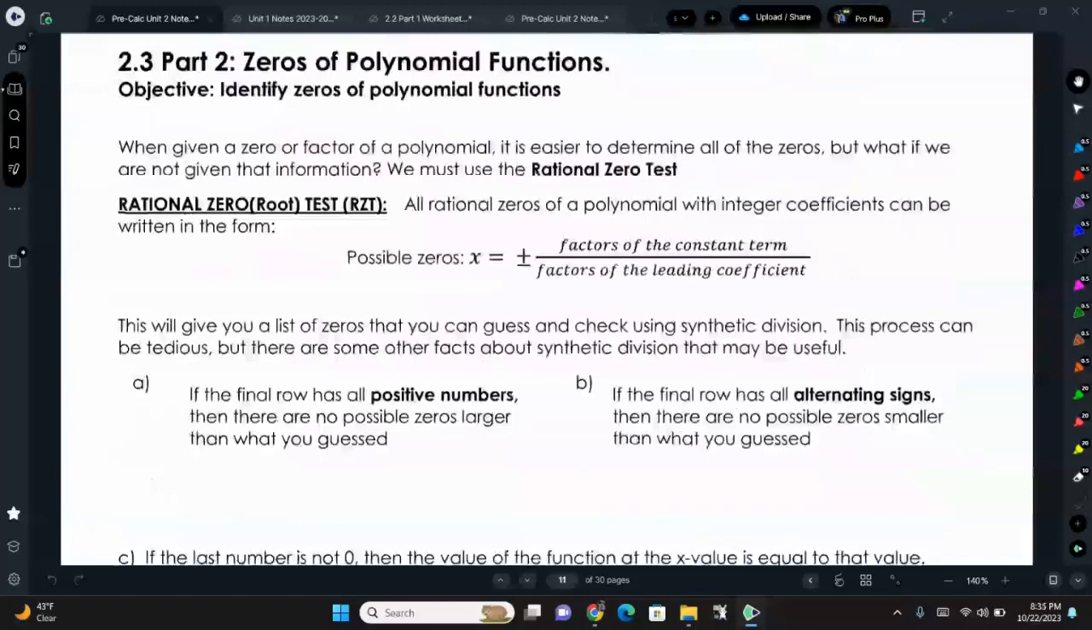Yesterday we had talked about dividing polynomials using long division or synthetic division, and then finding the zeros after doing long division or synthetic division, but we were given a 0 to test. What if we're not given a 0? If we're not given a 0, then we have to use the rational zero test. What the rational zero test will do is tell us what the possible zeros are. And then we can use synthetic division with those possible zeros to narrow it down.